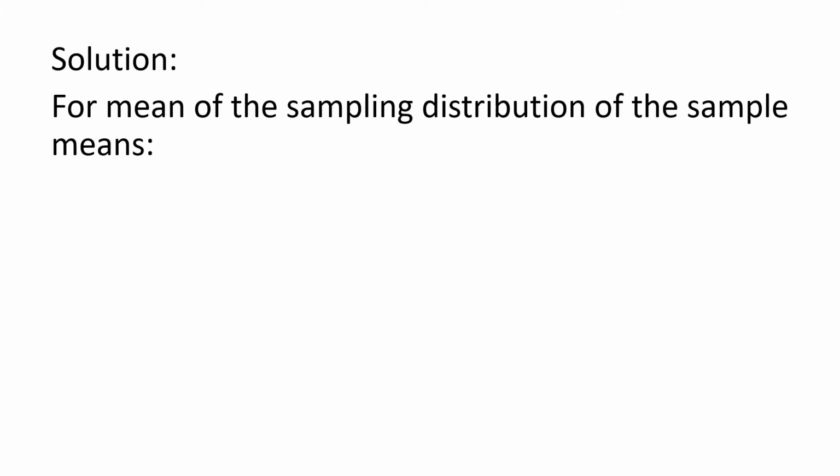First, let us solve for the mean of the sampling distribution of the sample means. And this is the formula to use: mu sub x bar equals mu. This mu on the right-hand side of the equation refers to the population mean, which is also the same as summation of x over N. Since what we have in the given problem are the values of x and the value of N, then we may use this fraction to solve for the value of the population mean, mu, which is also equal to mu sub x bar.